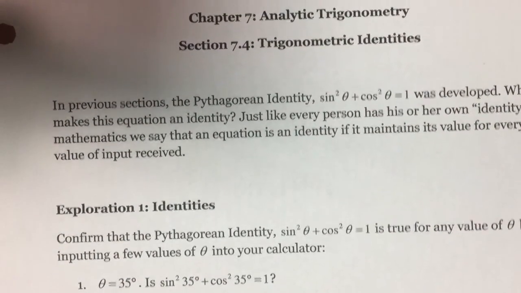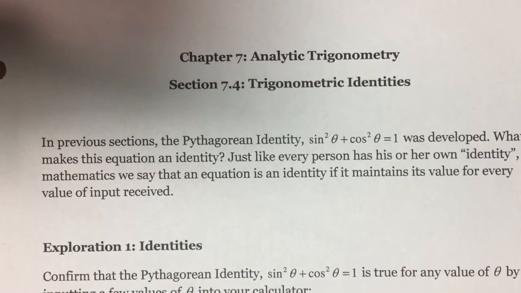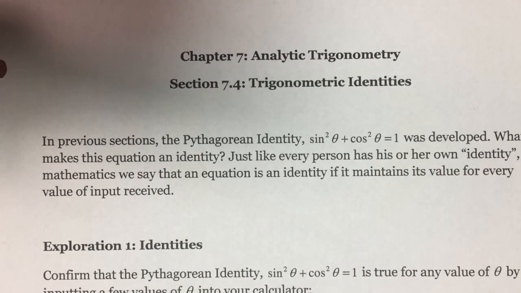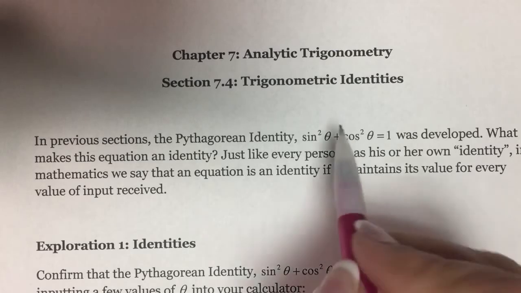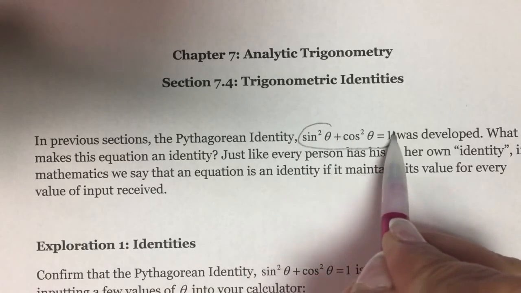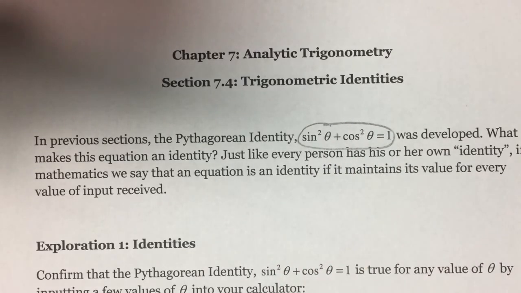All right, so we're going to do the notes for 7.4. We've got 7.4, 5, and I think 6 is all we have to do. So we're going to talk about a lot more trig identities. And we've had some trig identities so far. The big one we have had is the Pythagorean identity, which is sine squared theta plus cosine squared theta is equal to 1.